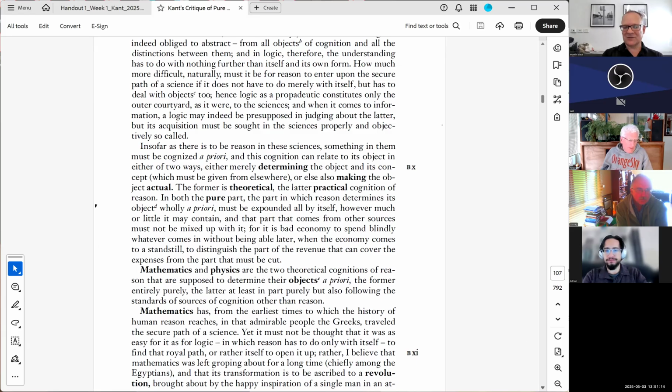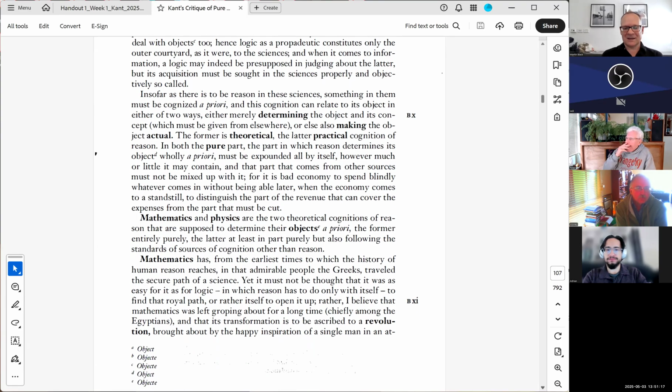Now, it's interesting to see how he discusses these sciences, because they're going to be the model for metaphysics. Right? And that's where I think the key point of disagreeing with Kant would have to begin, that he accepts these models which are questionable in various ways, but we'll come to that later. So mathematics has, from the earliest times to which the history of human reason reaches, in that admirable people, the Greeks, travelled the secure path of a science, and he's thinking mainly of Euclid, which compelled universal assent, like Newton, for thousands of years.